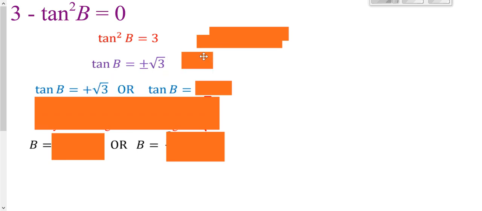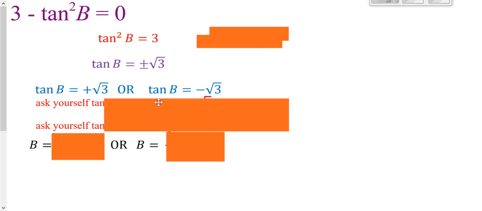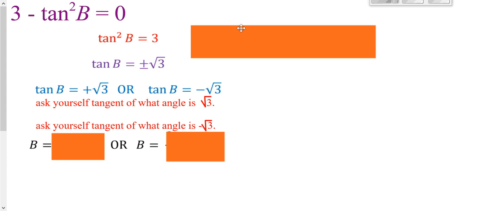So you got to ask yourself, when is tangent equal to positive root 3? And when is tangent equal to negative root 3? And once again, those are ones you're supposed to have memorized. So when is it equal to positive root 3? That's at pi over 3. Plus your period, and the period of tangent is pi. So we go pi over 3 plus our period of pi n.